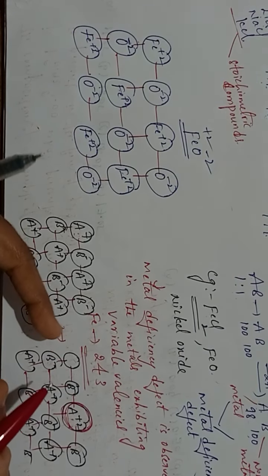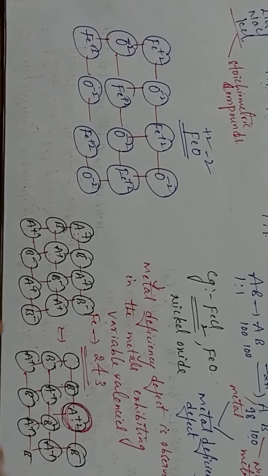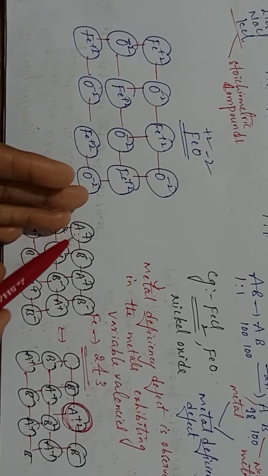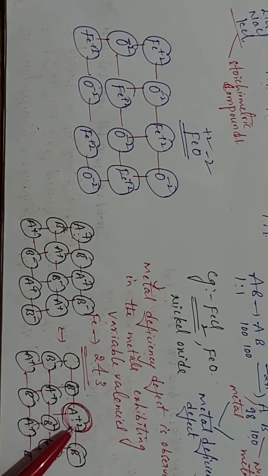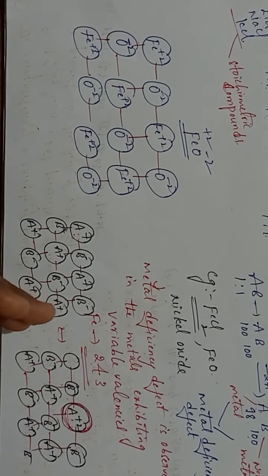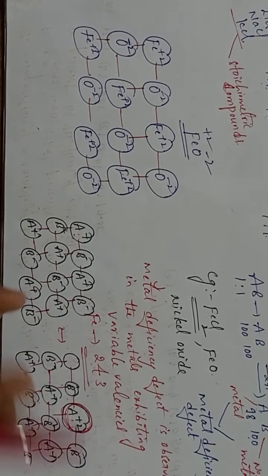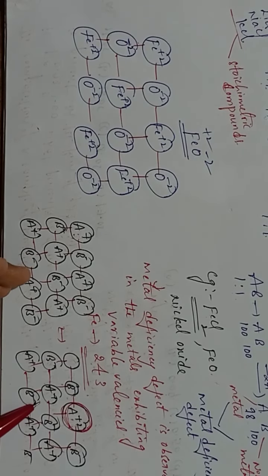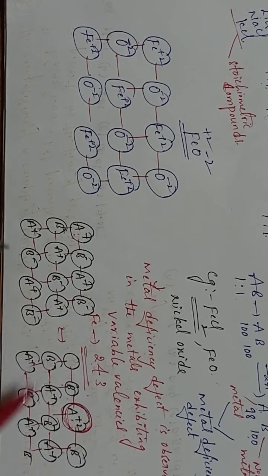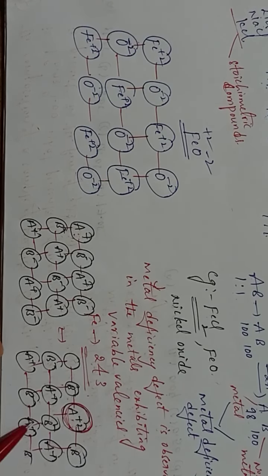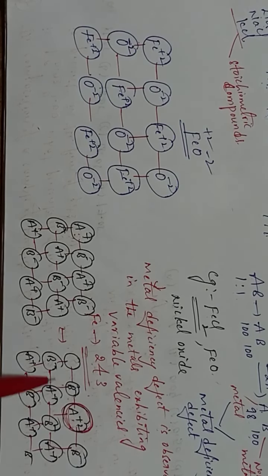That means one vacancy is created, students. To maintain the electrical neutrality, whenever one cation is missed, another cation is converted into A+2. So there is no change in the number of cations and anions. Before the defect and after the defect, the same number of cations and anions will be there. Are you following, students?